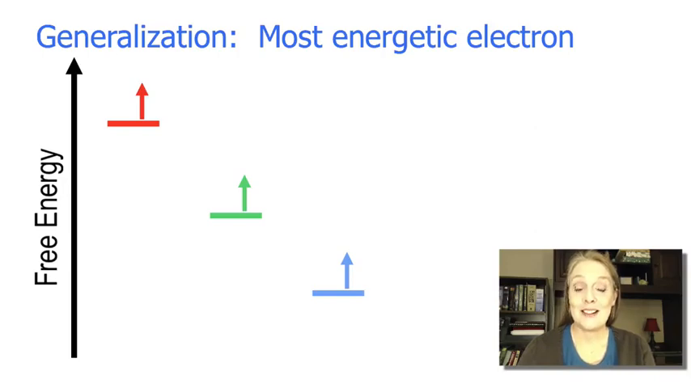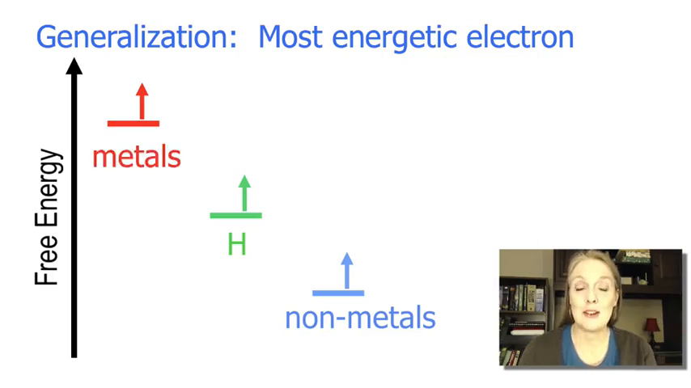Hopefully you realize that hydrogen has an intermediate energy electron between the metals and most of the nonmetals, so hydrogen would be the green one. The nonmetals here are represented by the blue electron, and this is a general trend. It doesn't always exactly work. But in general, metals have higher energy electrons than nonmetals. That's why in an ionic compound, the metal loses its electron and the nonmetal gains the electron.